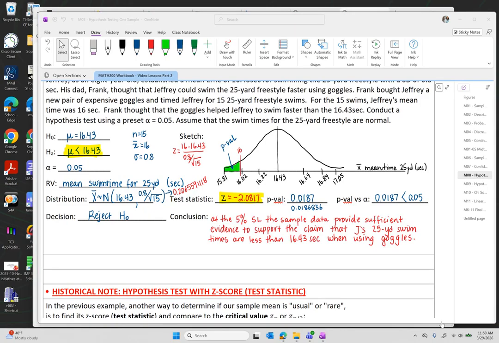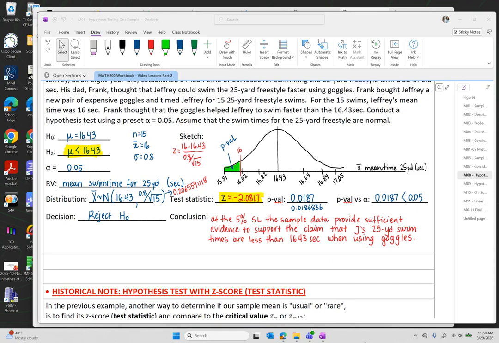Remember to always start your conclusion with the significance level and to always refer to the alternative hypothesis. So to say that you either have enough sufficient evidence to support the alternative hypothesis or you don't have enough evidence to support the alternative hypothesis. Also remember that an unusual event, which is a small p-value, is the evidence to support your alternative hypothesis claim.